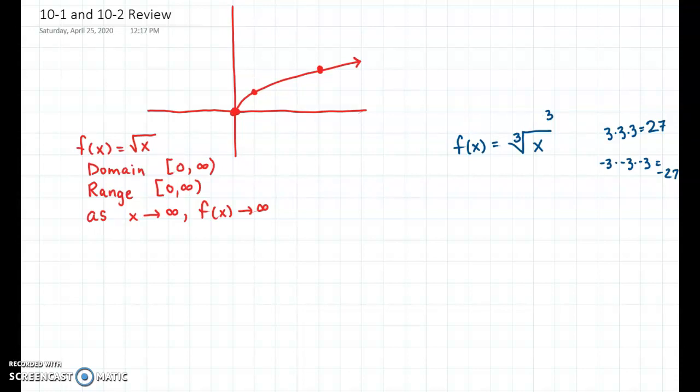The cube root function passes through the origin just like the square root function does, but the domain and range are different. So the domain for the cube root function is from negative infinity to infinity.